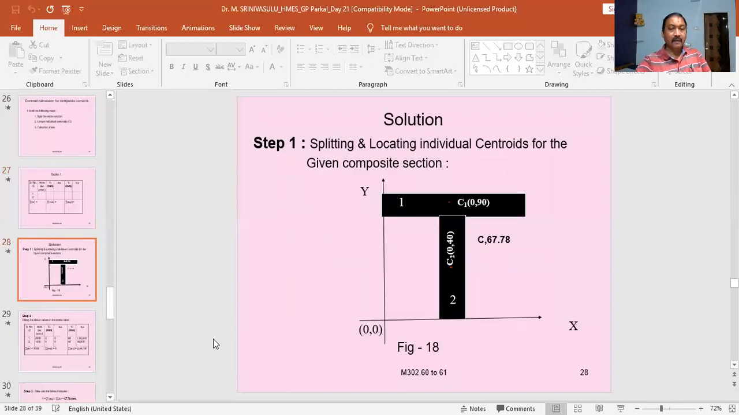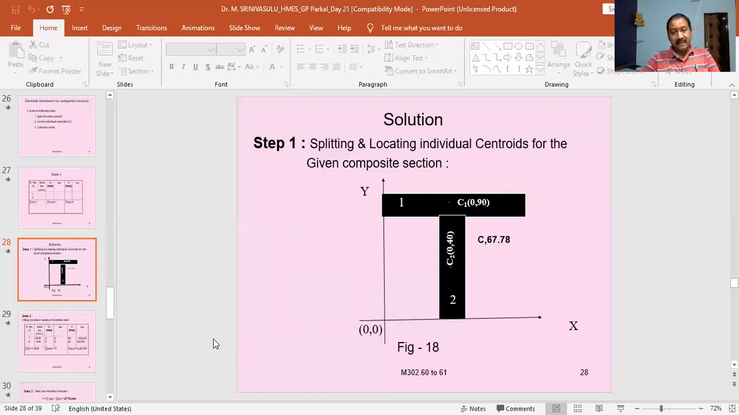So for this, now we'll go to the picture. In the solution part, the first step is to divide the given figure. Here the given figure is a T section. It comprises two standard rectangles, because we know the centroid of a rectangle. Therefore we have divided the given T section into two rectangles.